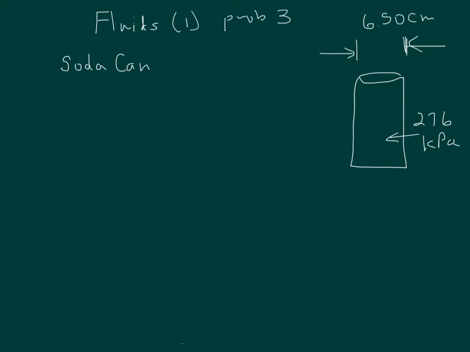Problem in fluids, number 1, problem number 3. The pressure in a perfectly cylindrical can of soda was measured by one of the students to be 276 kilopascals. The pressure is due to carbon dioxide in the soda pushing upwards on the lid.